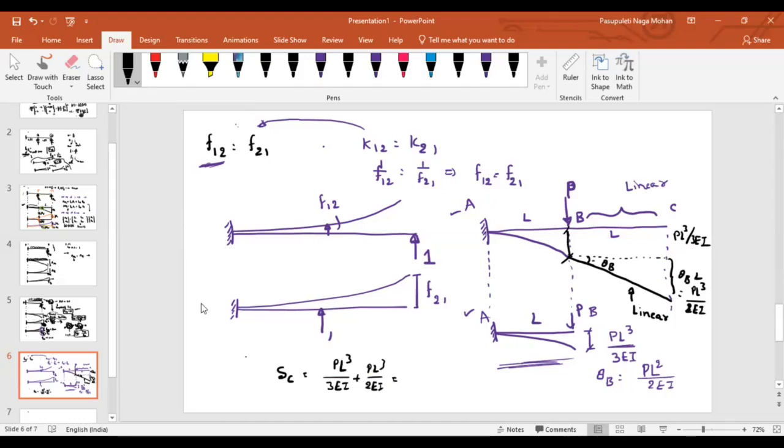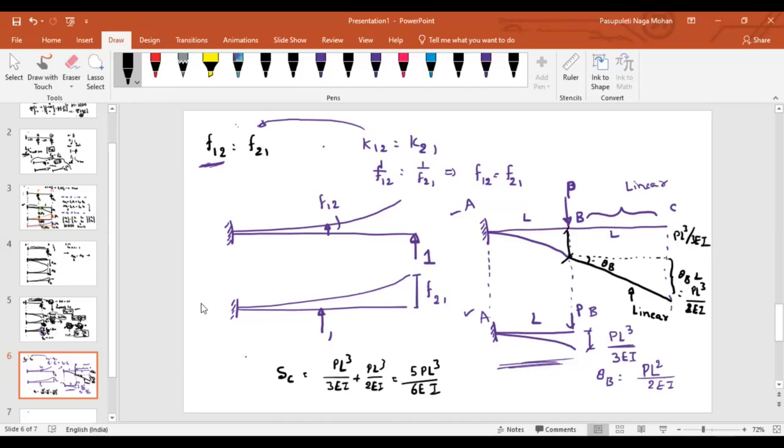How much will it be? 5 PL cubed by 6EI. PL cube by 6EI. Right?